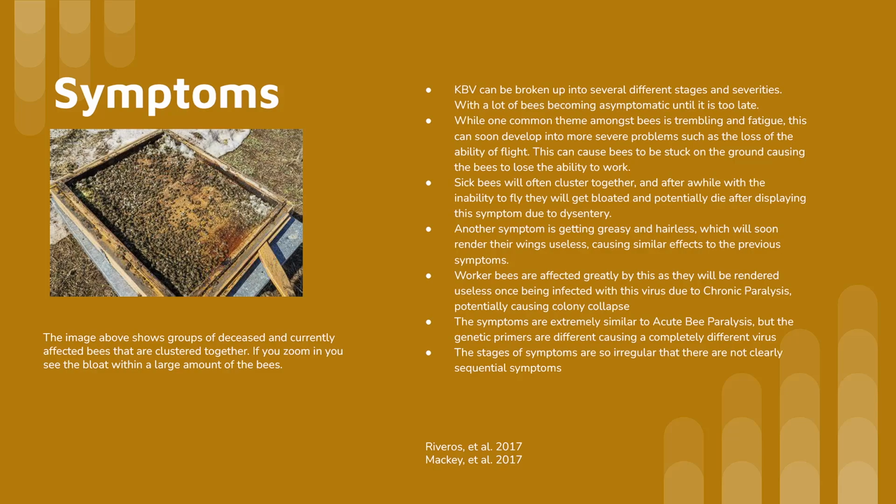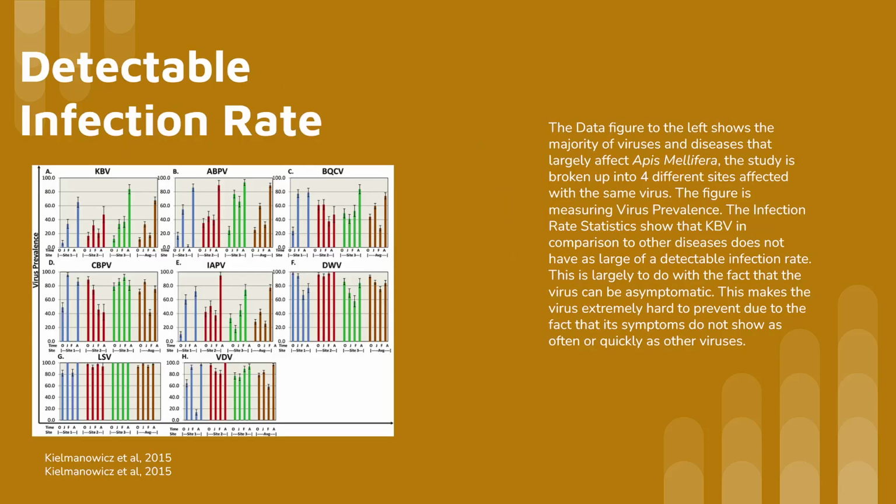This is extremely similar to acute bee paralysis, which is a very, very prevalent disease compared to Kashmir bee virus, and these are almost genetically identical except for an RNA disparity between the two viruses.